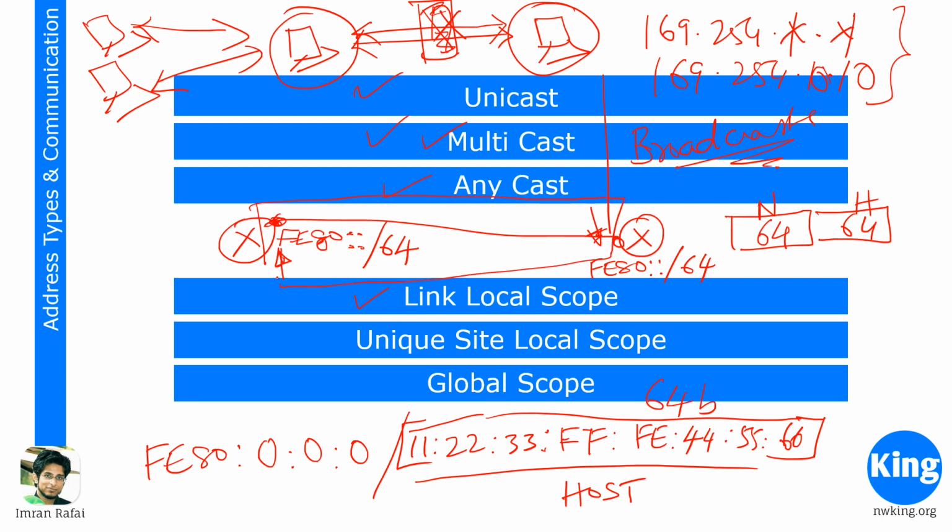It can't use that link local IP address. It cannot use it for communicating outside that segment. This is used only for that segment, right?